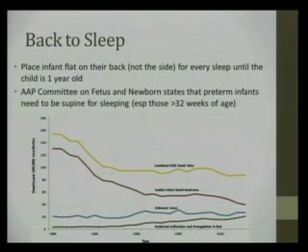In this campaign, the AAP Committee on Fetus and Newborn states that preterm infants need to be supine for sleeping, especially if they're over 32 weeks of age. So that's something that we should be doing in our nursery and our NICU, because we're modeling it for the parents. We can't tell the parents, oh, they sleep on their tummy here, but when you go home, put them on their back. We need to be an example for them. Once they turn 32 weeks of age, and obviously they're not on ventilators and a bunch of things, they should be placed on their back to sleep every time.